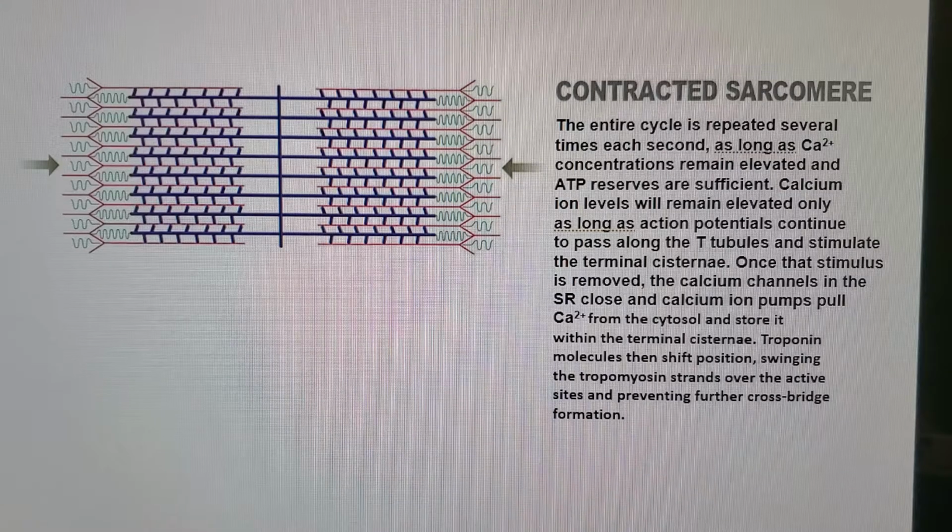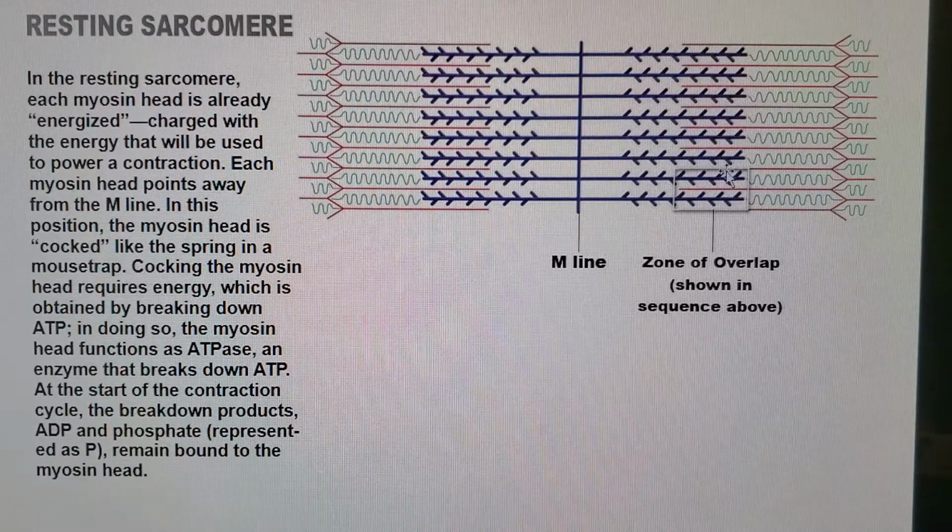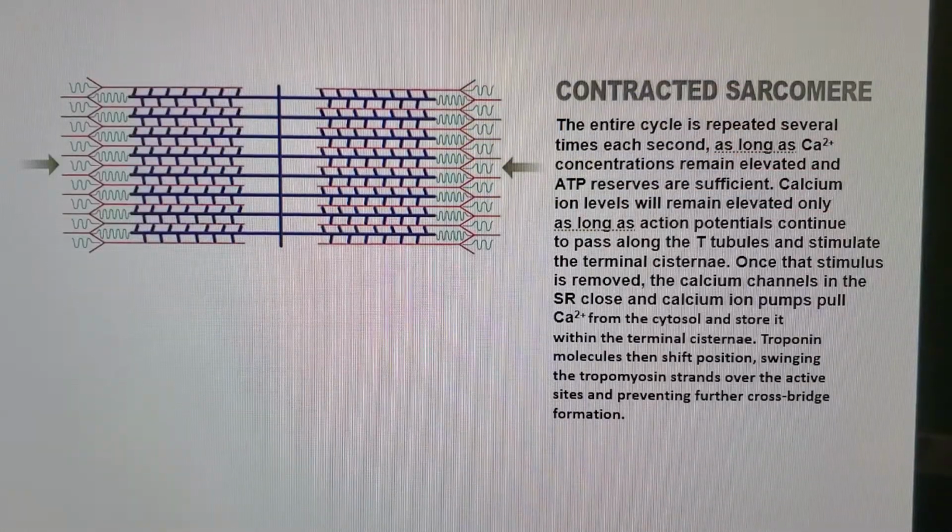Sarcomere. Remember, the sarcomere is from Z line to Z line. The titin holds the myosin, the thick filaments, from going wonky, and the thin filament and the thick filament slide past each other in the sliding filament model, and contraction has happened.